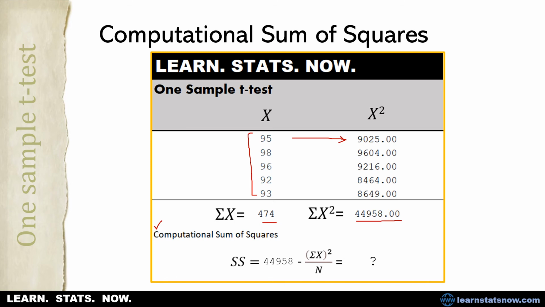So 44,958 is the sum of x squared. Okay, then we're going to put the sum of x's, the 474, and square that in the numerator. We're going to subtract that out after we divide by n, 5. And so then the question is, well, what do we get? And the answer is 22.80, which is exactly what we got in the tabular format as well. So those are just two different ways of computing sum of squares. It gives us the same answer.